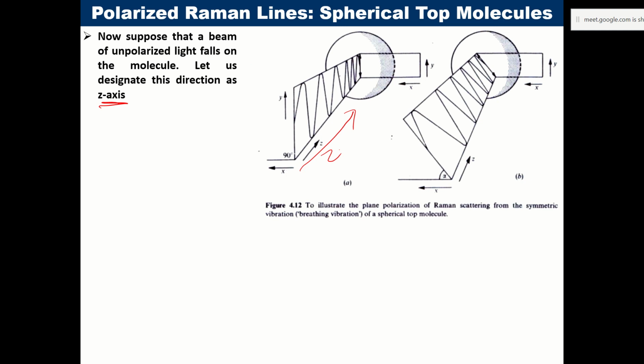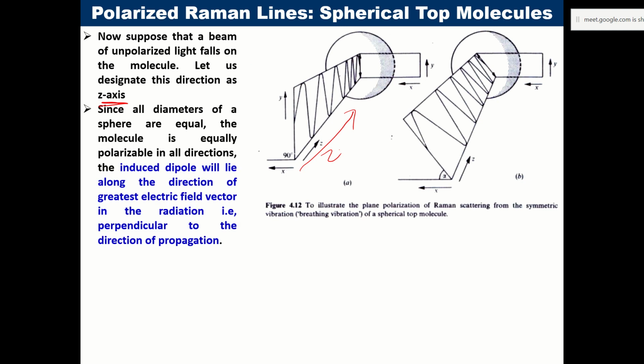Now what will happen when the light is incident? Now the polarizability ellipsoid is equal in all directions. Okay, so the induced dipole, वो induced dipole कैसे create होता है? ये जो interact करेगा, scattering होगी, and as we have seen, it will contract and expand with the vibrating molecule with the same frequency. The induced dipole will lie along the direction of the greatest electric field vector. So the electric field vector is all in this line.